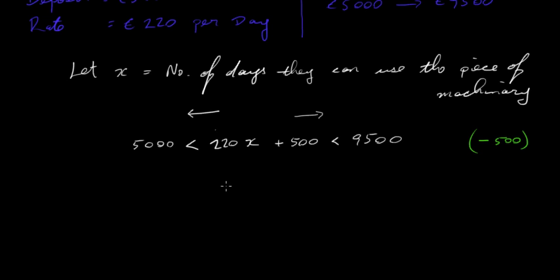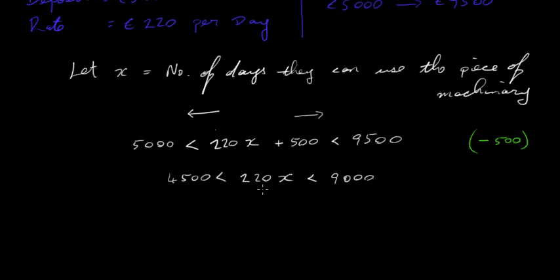Subtracting 500 from here, plus 500 minus 500 gives me 0, and I'm simply left with 220x. Subtract 500 from this side here, I'm left with 4,500. And subtract 500 from this side here, I'm just left with 9,000. Okay, so now I have a simpler inequality here.